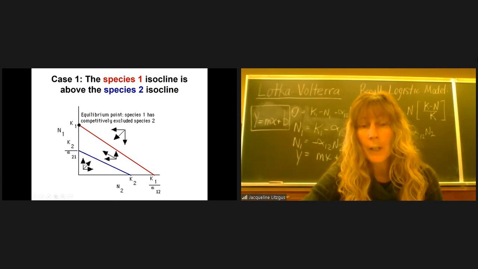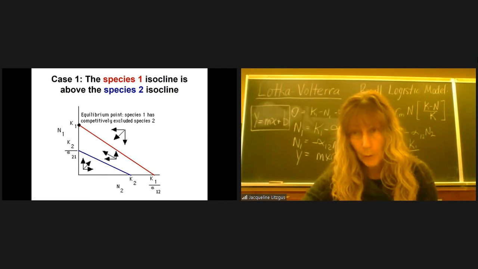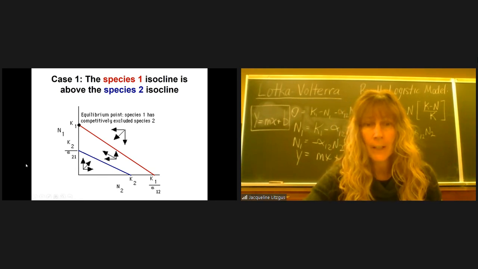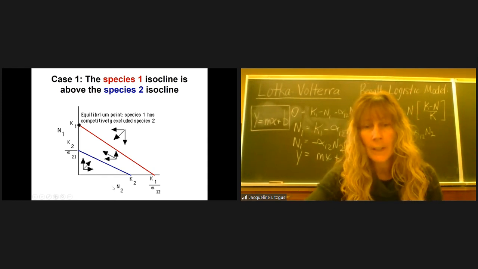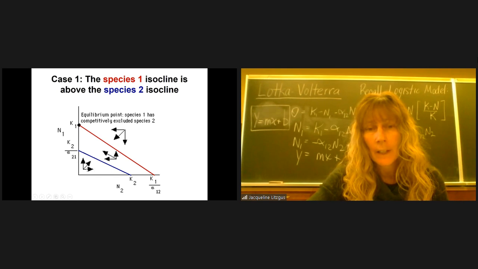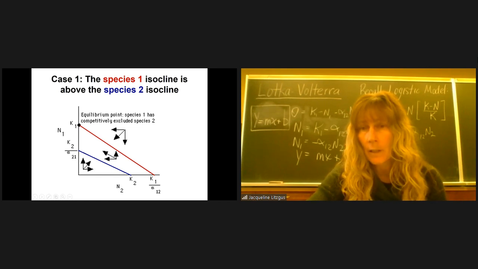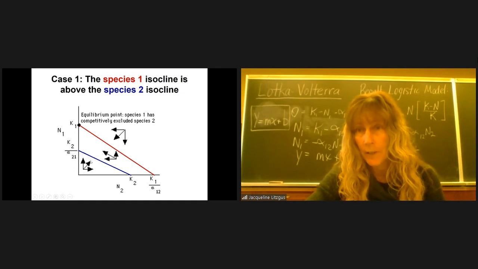To start with the easiest one, if we go down in the bottom left corner, we are below the isocline for both species one and species two. So both species are still growing. We show that here. We're below the isocline for species one, which is plotted on the y-axis, so the arrow points up, species one is growing. We are also below the isocline for species two, so species two is growing and the arrow points to the right. This arrow in the middle is the common vector, the direction of population change there.